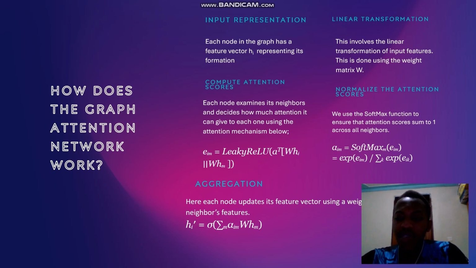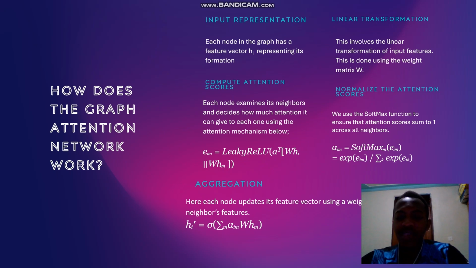From there, we go to the normalization of the attention scores. To ensure these scores are meaningful, we normalize them using the softmax function, ensuring that they sum up to 1 across all neighbors. This is crucial because it helps to determine how much influence each neighbor should have in the final output. A practical analogy would be a voting system.